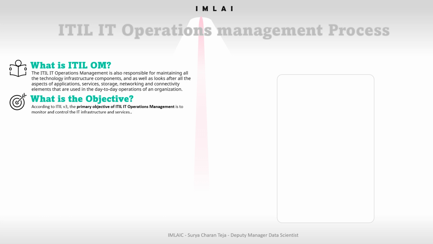Now, what is the objective of the ITIL IT operations management, the ITOM function? According to ITIL version 3, there are different versions of this framework. As per ITIL version 3, the primary objective of ITIL IT operations management is to monitor and control the IT infrastructure and services. That's it. That's what our operations team does.